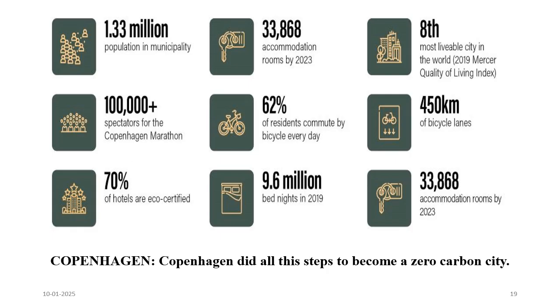These are the steps that Copenhagen did to become zero carbon city. 1.33 million population in municipality, 1 lakh plus spectators for the Copenhagen Marathon, 70% of hotels are eco certified, 33,868 accommodation rooms by 2023, 62% of residents commute by bicycle every day, 9.6 million bed nights in 2019, 8th most livable city in the world, 450 kilometers of bicycle lanes.